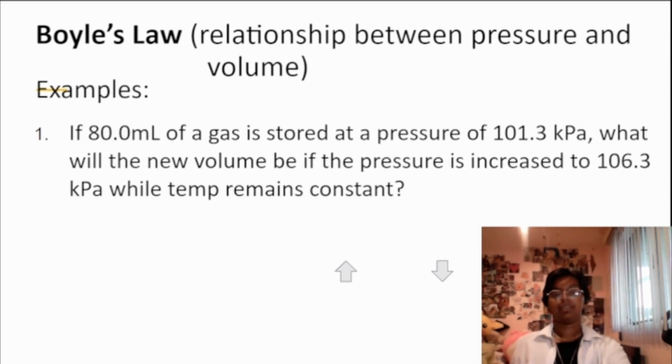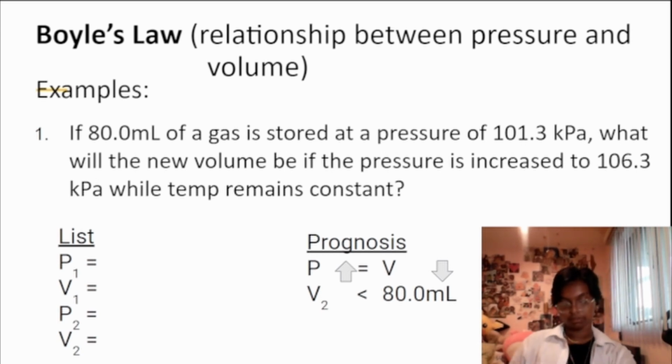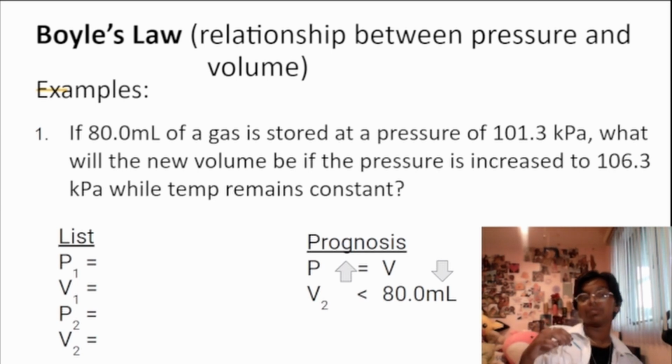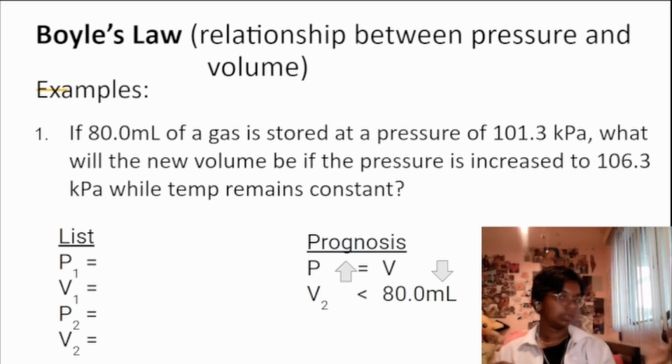Okay, so how do you do this? You make a list. I don't do this, but it helps people. Oh, I just realized you can't hear me because I have to put my mic near my mouth for it to register my voice. So how do you start this problem? You make a list. What's the initial pressure? 101.3 kilopascals. What's the initial volume? 80 milliliters. Then we need to find the new volume, so let's use x as a variable.